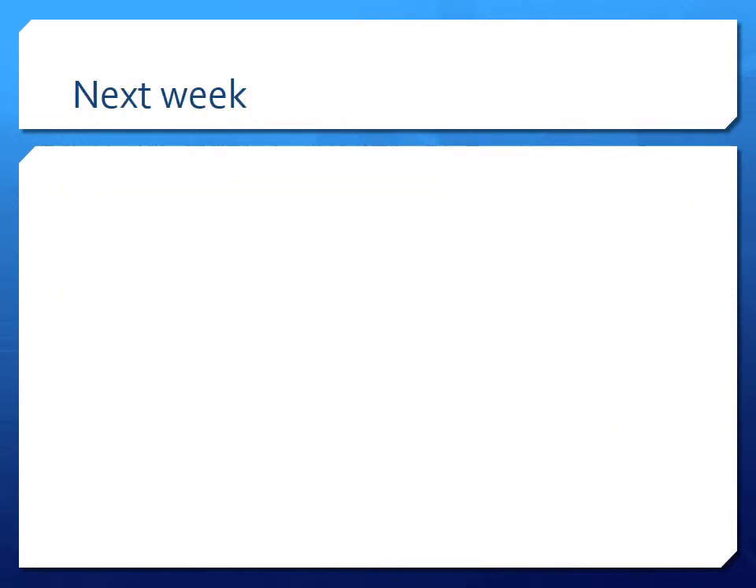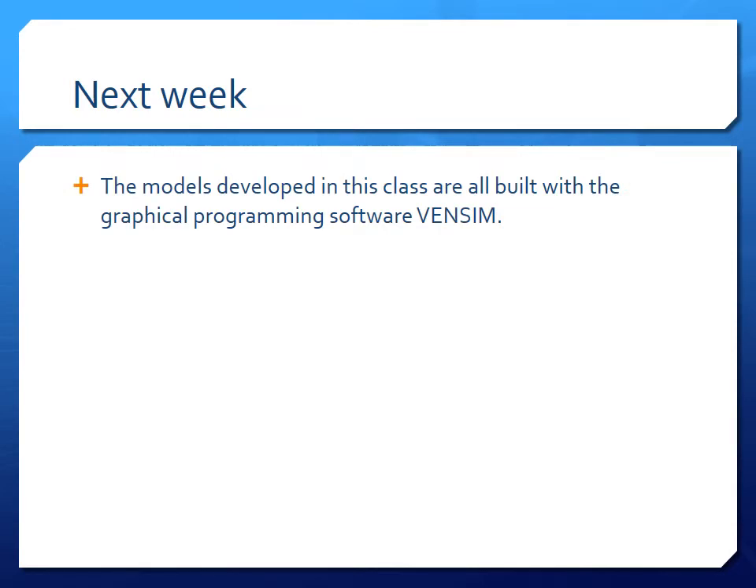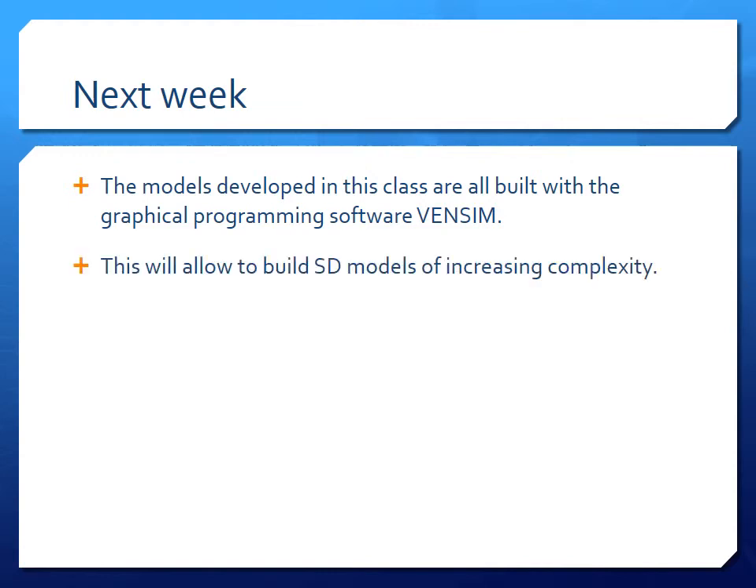So we'll talk about it next week. Next week we're going to be using a tool called Vensim, the software, which you should have downloaded. It's essentially graphical programming software that allows you to do all this graphical interface, all these boxes with the arrows and the feedbacks, in a very intuitive fashion. And doing this will allow us to build a system dynamics model of increasing complexity.